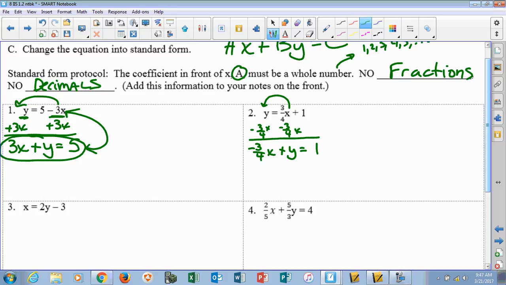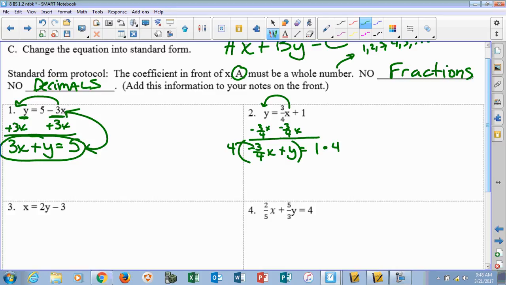The number in front of x is not a whole number. It's negative and it's a fraction. It's a double whammy. So to get rid of a fraction, if I multiply both sides of the equation by the denominator, I can get rid of this. So I'm going to take this whole expression, negative 3/4 x plus y, and I'm going to multiply it by 4. And then whatever I do to the left side, I have to do to the right side.